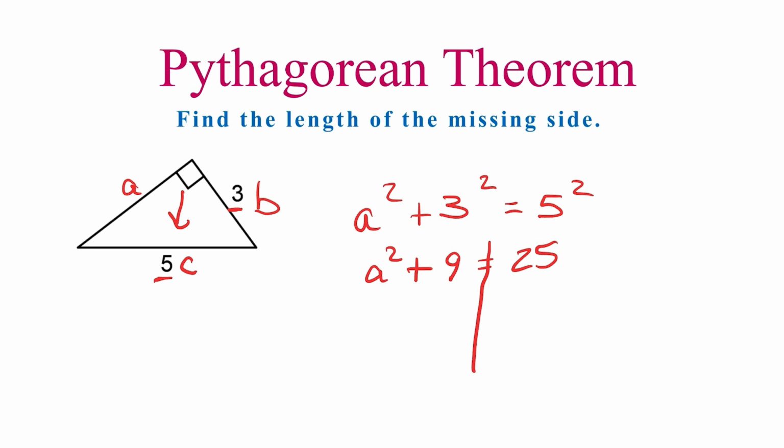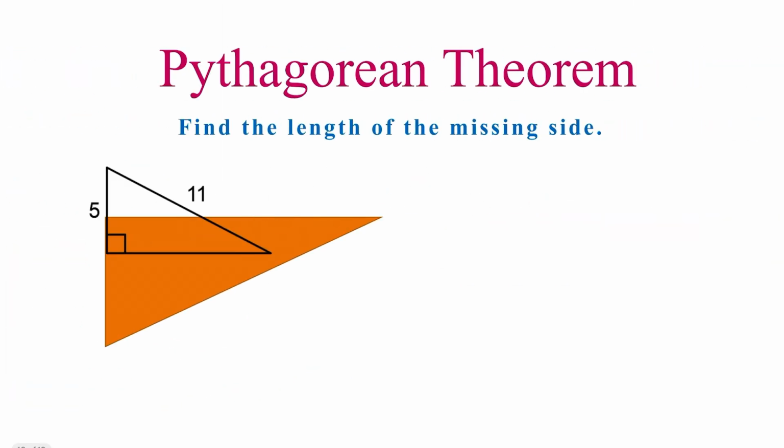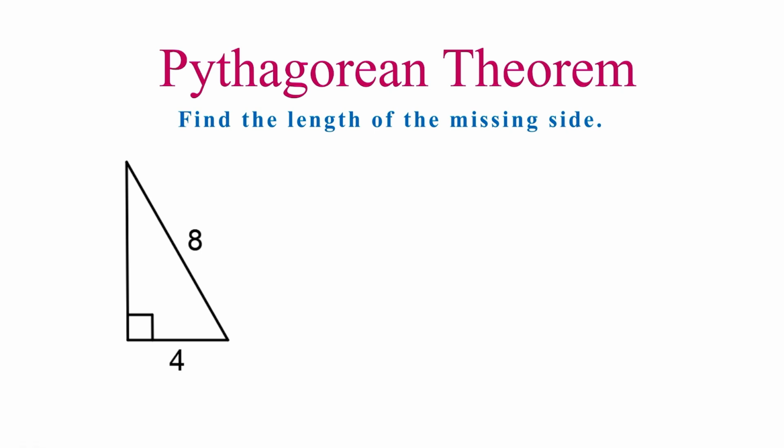I'm going to get rid of this plus 9 by doing minus 9. If I do it on one side, I have to balance, so I do it to the other. This cancels. A squared equals 25 minus 9 is 16. That's the area. I need to take the square root to get A by itself. Be careful on this. This is a perfect square. The square root of 16 is just 4, which means this side's 4. 3, 4, 5. Okay? I don't know what happened on that picture. Let's skip that one. Okay, find the length of the missing side.